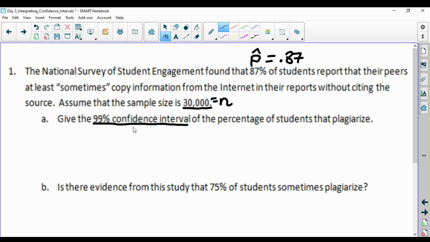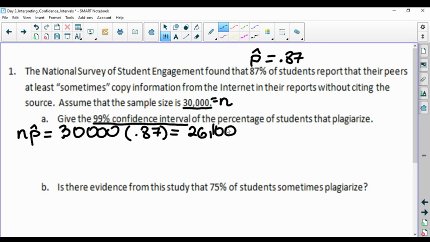First of all, we're going to use the calculator. And when you're not given the x, as mentioned in the instructions, you just multiply n times p hat. 0.87, it's actually p hat. So let me write first 30,000, which is the n, times 0.87. That equals 26,100. That is your x.